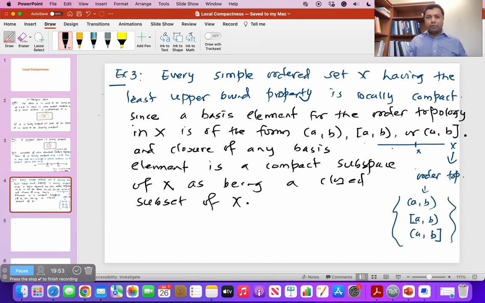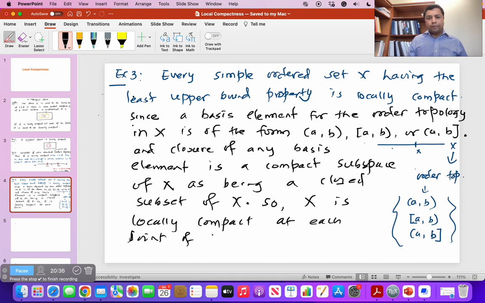So we found the neighborhood of any point in X, which is going to be one of those intervals. Then the closure of those intervals is compact. So the closure of this interval will serve as a compact subspace of X that contains the neighborhood of the arbitrary point. That's why X is locally compact at each point. Then we can say that X is locally compact at each point of X, and hence X is locally compact.